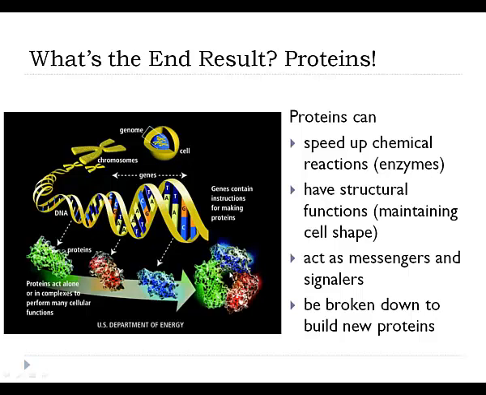And proteins are for a lot of different purposes. Proteins can speed up chemical reactions, in which case we call them enzymes. Proteins can have structural functions. So if you think about your body, it's mostly made up of liquid components, and yet you're not floppy and liquidy, right? You have proteins that are keeping your cells from being completely liquidy. Proteins also act as messengers and signalers. So insulin in your body actually signals your body to have a certain physiological response. Insulin is a messenger protein. Proteins also can get broken down to build new proteins, so those amino acids get recycled later to do new things. And proteins basically do everything your body needs to have done.